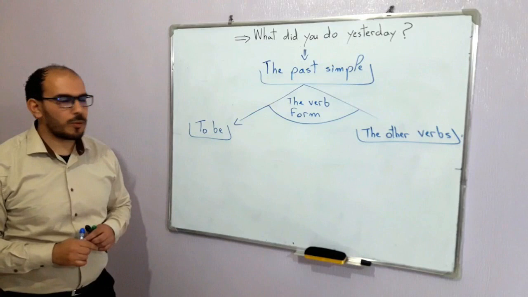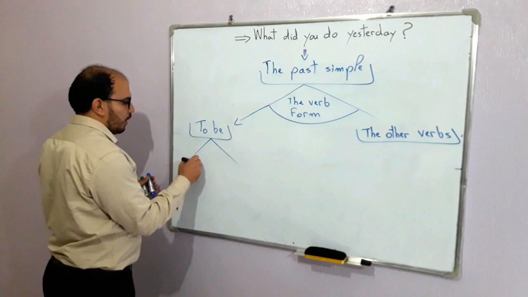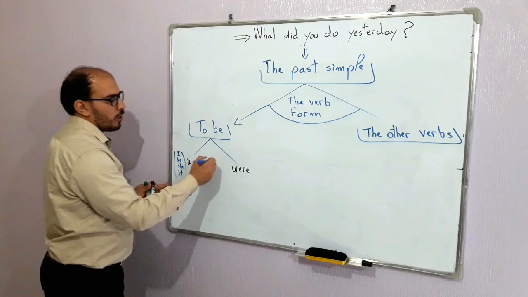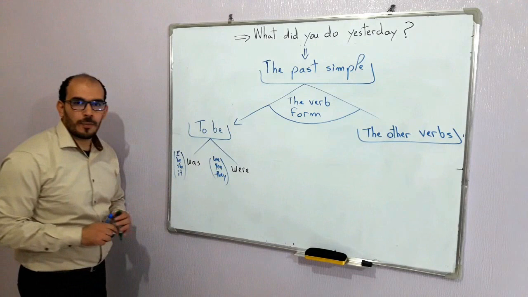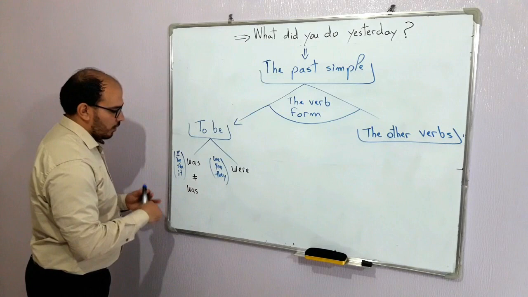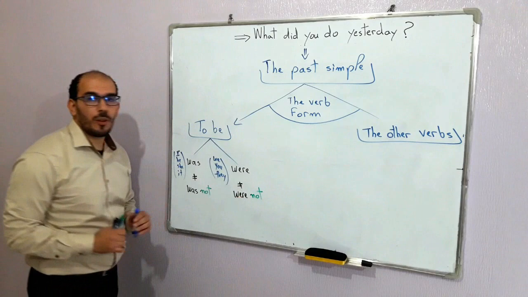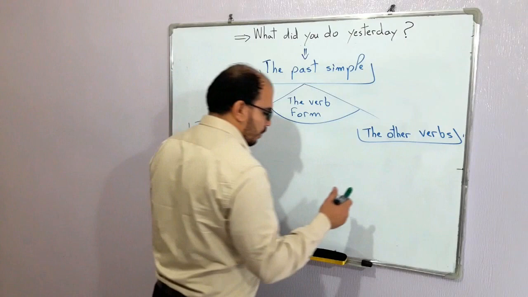So when we speak about verb to be, we have verb to be in the past: was or were. We say was with I, he, she, it. And we say were with we, you, they. If I want to put the negative form of was, it becomes was not. And if I want to put the negative form of were, it becomes were not.